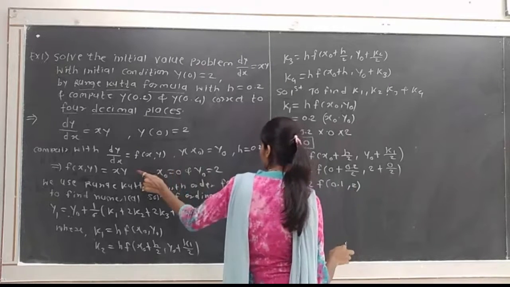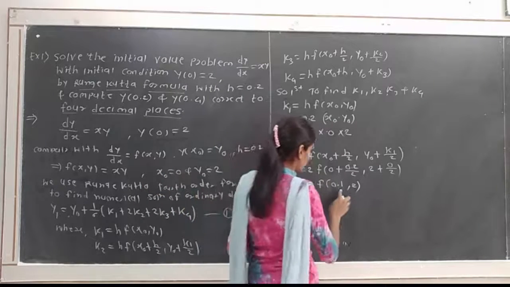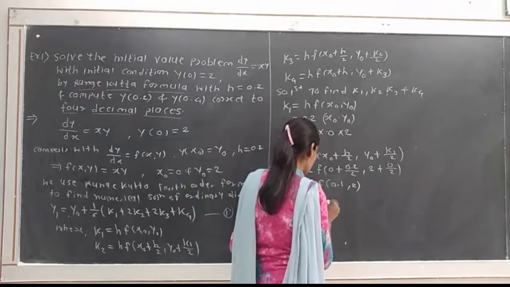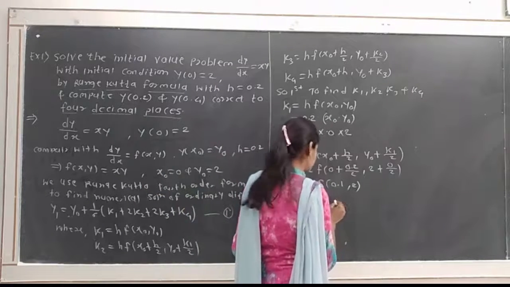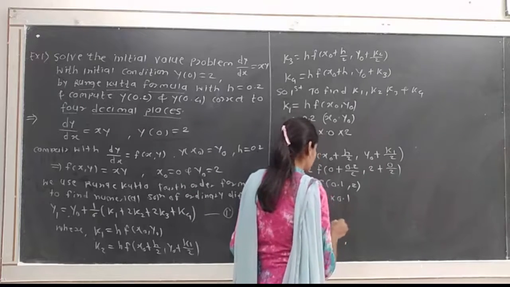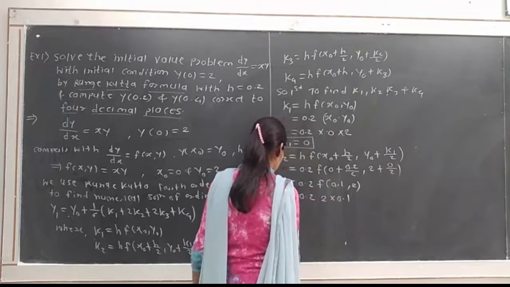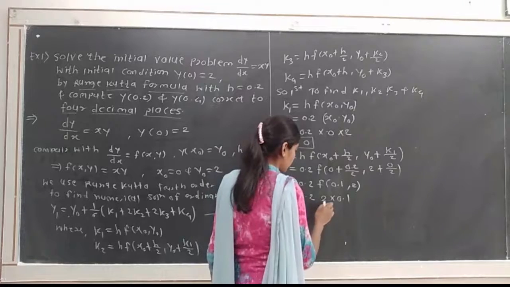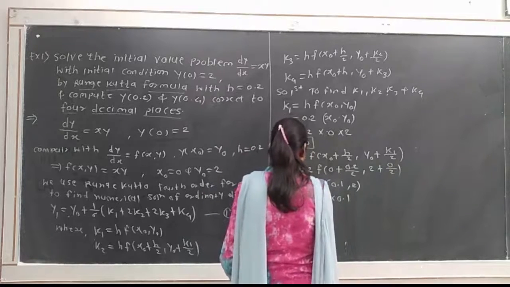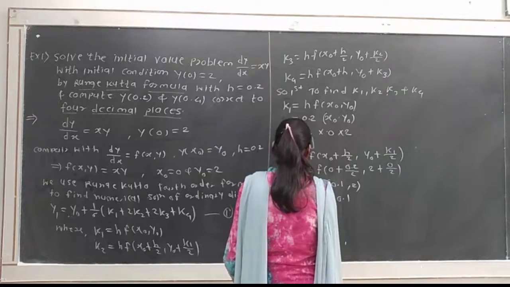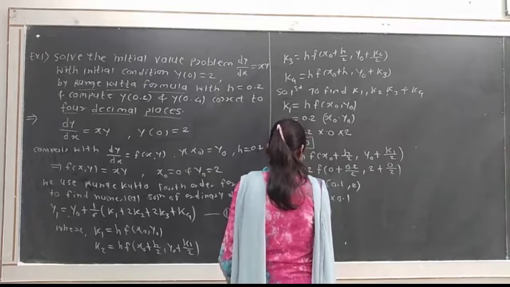The function will be f of x, y, so we have to get 2 into 0.1. So after this calculation we get the value of k2 equal to 0.04.